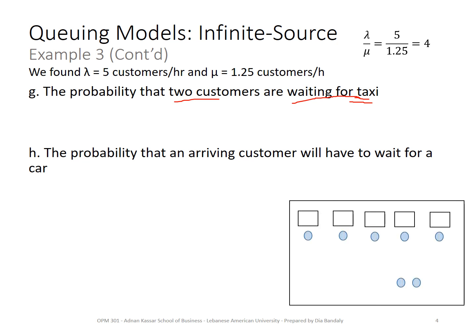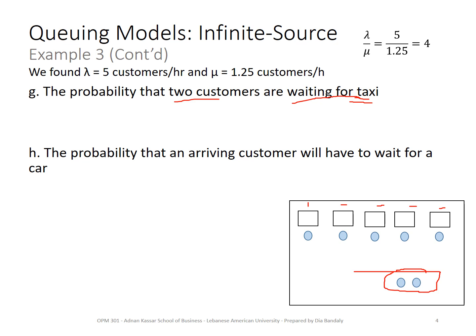So this is an illustration for the system that we have here. We have 5 taxis, and this is why we have here 5 squares, each one representing a server. Each one of these is a taxi. So we have 5. So the question is, 2 customers are waiting in line. So here we go, they are here waiting in line. Why are they waiting in line? Because all the taxis are busy. Busy with whom? Busy with other customers.